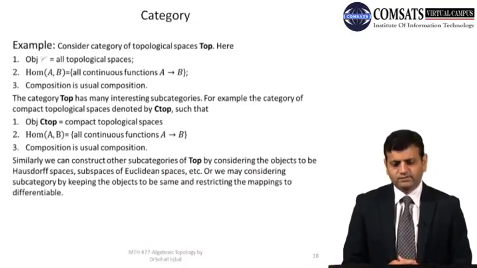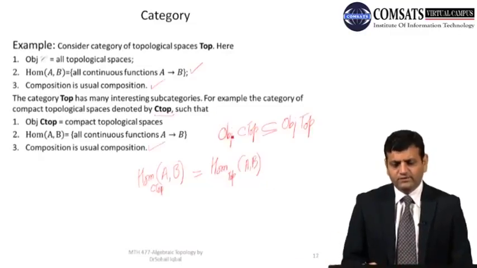Similarly, we can construct other subcategories of the category of topological spaces by considering the objects to be, for example, Hausdorff spaces, subspaces of Euclidean spaces, etc. Or we may consider a subcategory by keeping the objects the same and restricting the mappings to be differentiable. So let's go back to our calculation. In this case, we have restricted the objects, and the morphisms remain the same, because they are just continuous maps. Instead of restricting the objects, we can keep the objects and restrict the morphisms.